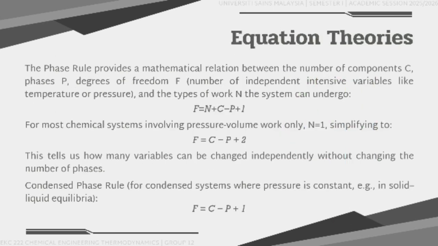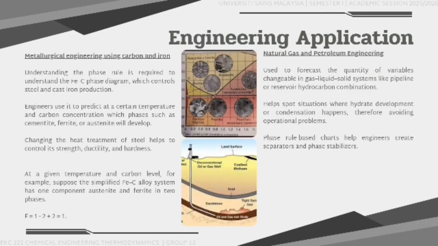From the equation, it is mathematically written as F equals C minus P plus 2, and for a system that is at constant temperature, it becomes F equals C minus P plus 1.